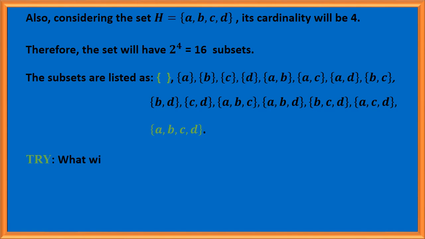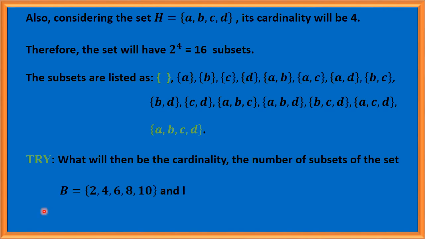Let's try finding the cardinality, the number of subsets, and listing the subsets of set B, which is equal to {2, 4, 6, 8, 10}.